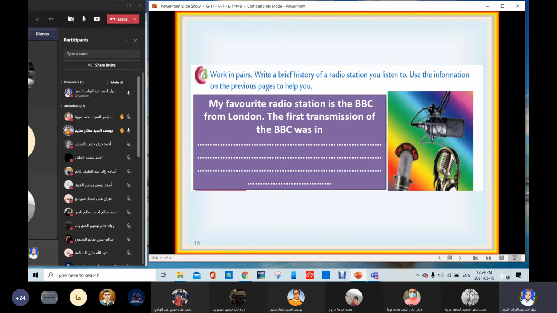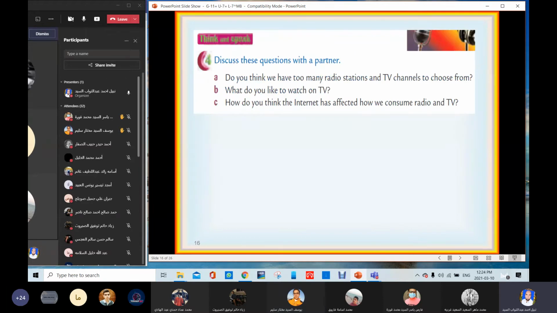Excellent. Okay, let's move to the fourth point here. Think and speak. You've got three questions to discuss. Do you think we have too many radio stations and TV channels to choose from? Yes or no? Hands up. And second one, what do you like to watch on TV? Third, how do you think the internet has affected how we consume radio and TV? Do you think that the internet has a good effect or a bad effect on how we use radio and TV? Do you think that we use the internet more than the radio and TV?